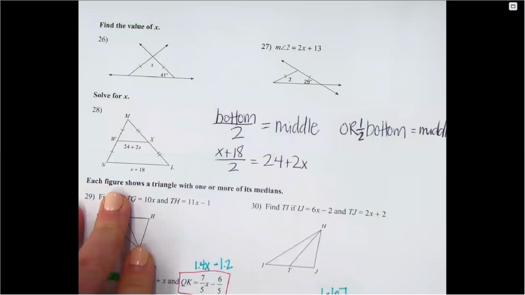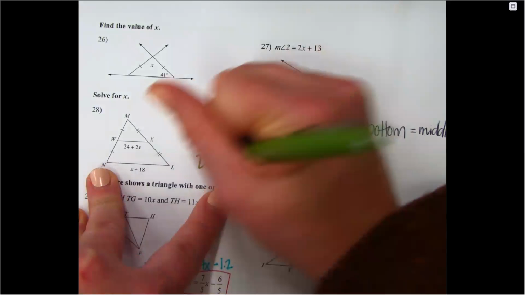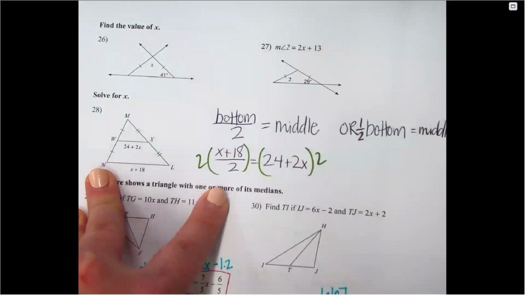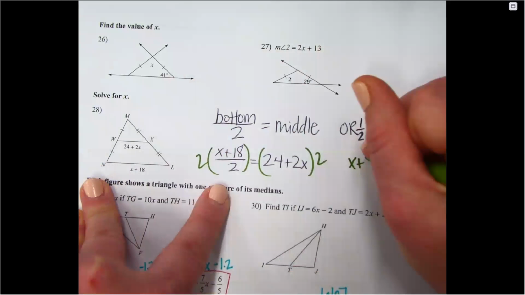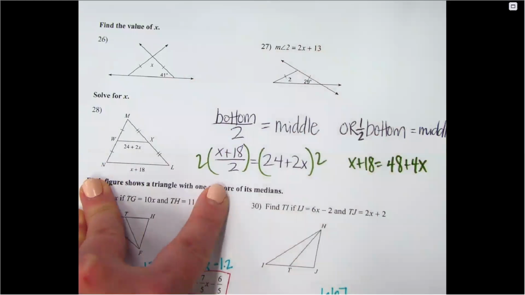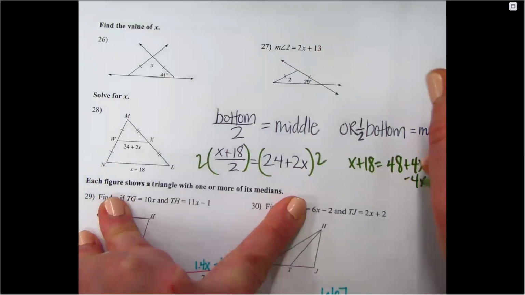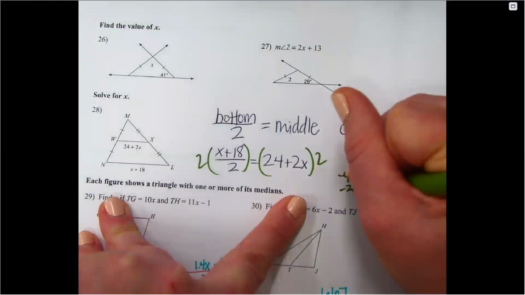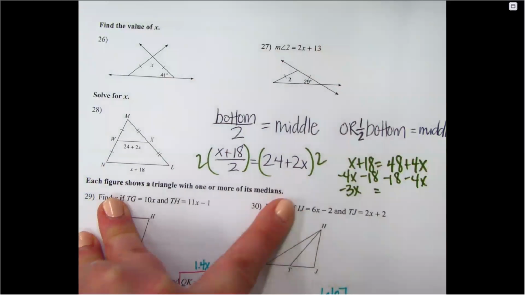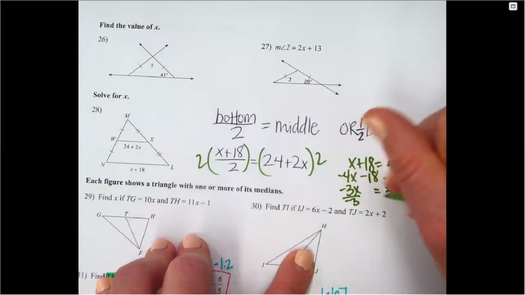Okay, now to get rid of the 2 on the bottom, since I can't divide everybody, I'm just going to multiply by 2 on both sides. So x plus 18 equals 48 plus 4x. Then you just solve. So I'm going to subtract 4x. That's negative 3x. Subtract 18. That gives me 30. Divide by negative 3. So x equals negative 10.